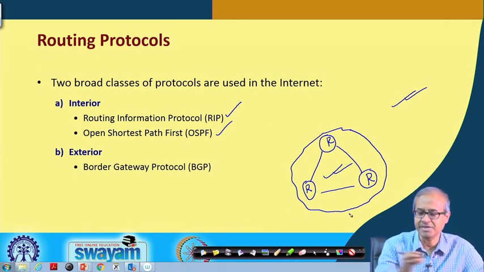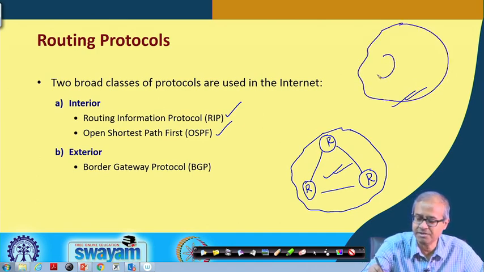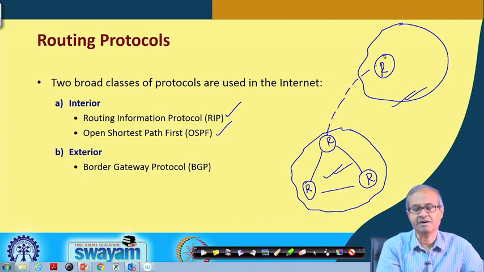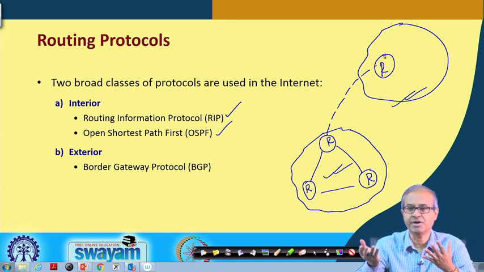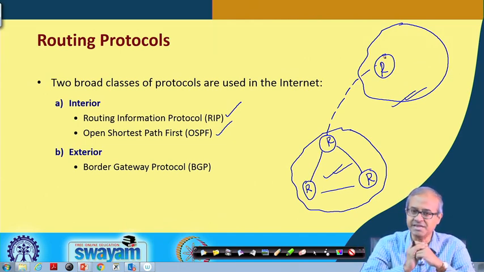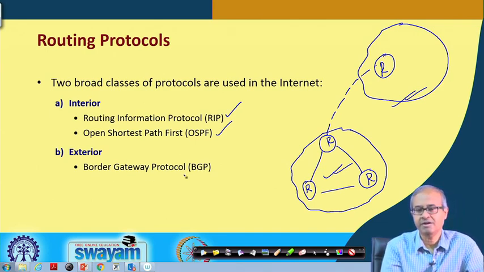And exterior means, let us say there was another boundary, there is some other router there, and one of these routers can talk to that other router in that other boundary and share routing information accordingly. These are called exterior routing protocols, and border gateway protocol is one very important example of that.